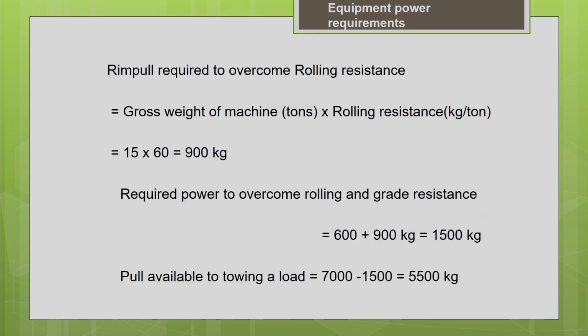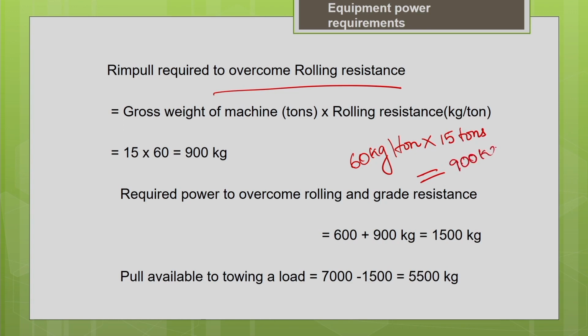Now let us calculate the tractive effort to overcome the rolling resistance. For this particular haul route, the rolling resistance value is given as 60 kg per ton. What is the gross weight of your machine? It is 15 tons. So that gives me the total rolling resistance as 900 kg. You need this much tractive effort to overcome the rolling resistance.